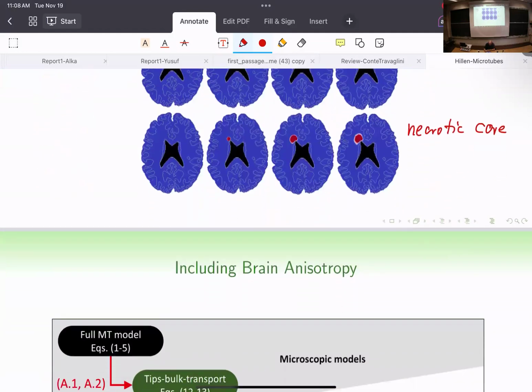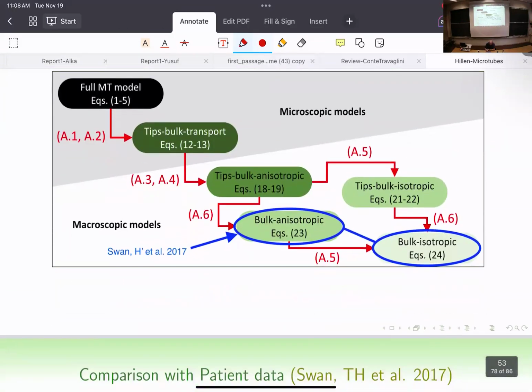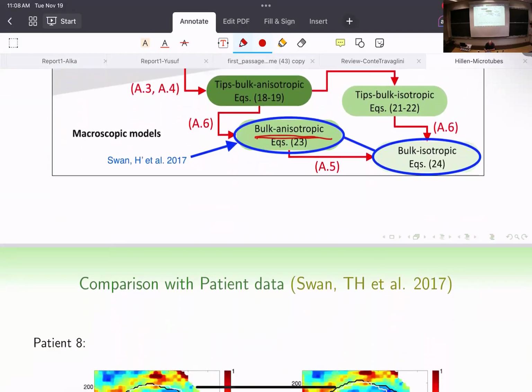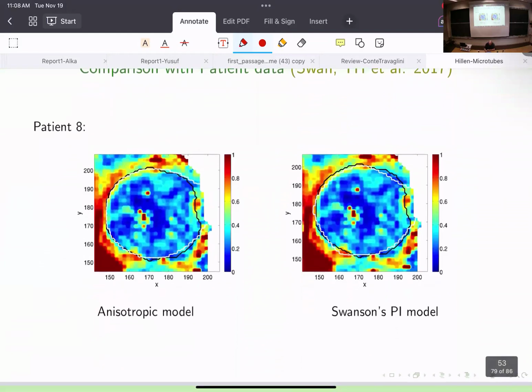And then we looked at the anisotropic case where we now use the diffusion tensor formulation, and we get images like this. So here we compare, we did this for 10 patients. Here I show patient 8, where we compare the anisotropic model and the model by Swanson, so the simpler model. What you see in these pictures is the detected tumor as the black outline, and the white line is our predicted tumor in the same situation using our models.